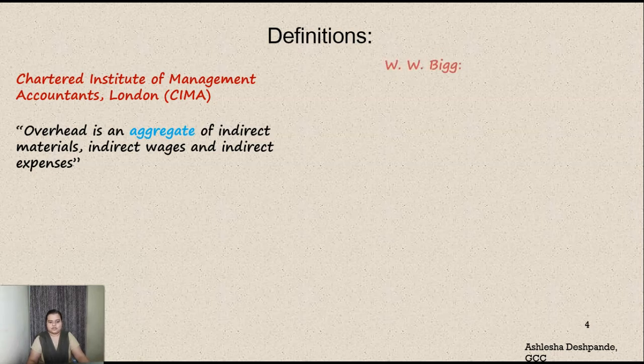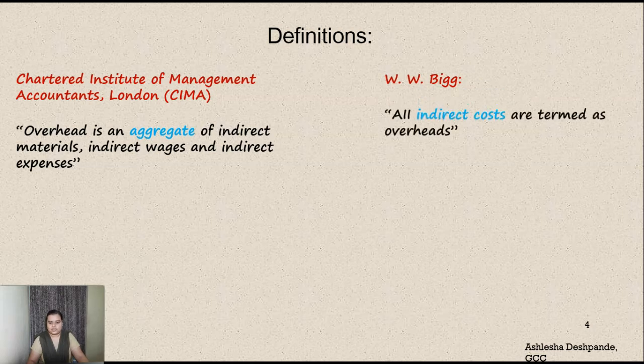Okay. Then the next definition that I found pretty simple is given by W. Big. He says that all indirect costs are termed as overheads. Now see the irony, his name is big and the definition is pretty small to remember. That's why I picked this particular definition, and he also emphasizes on the point that overheads are indirect costs. Now from all of this explanation, one thing we can definitely conclude. What is it?